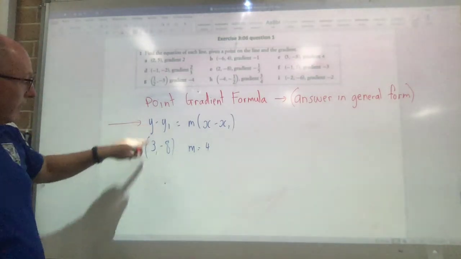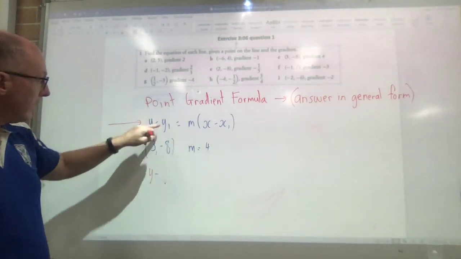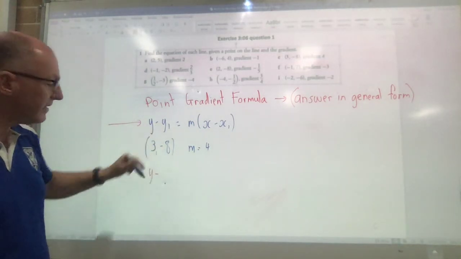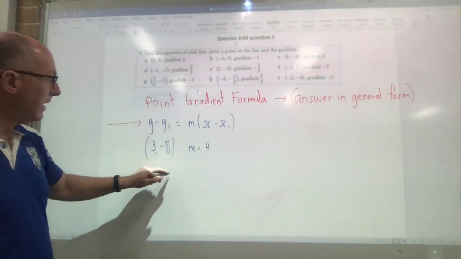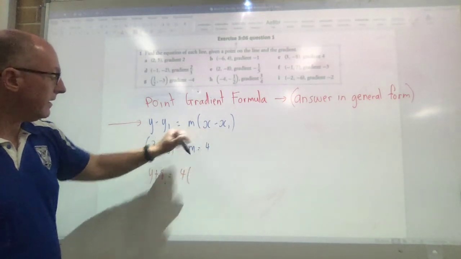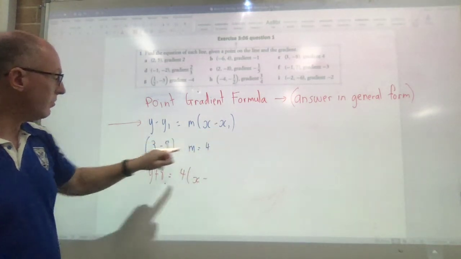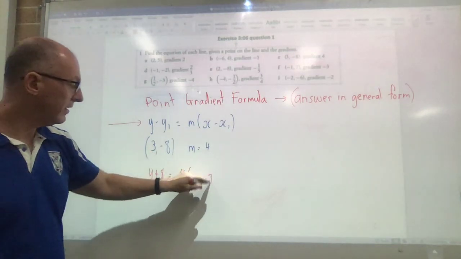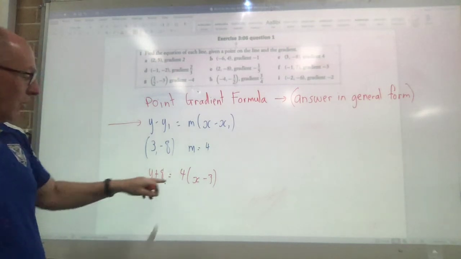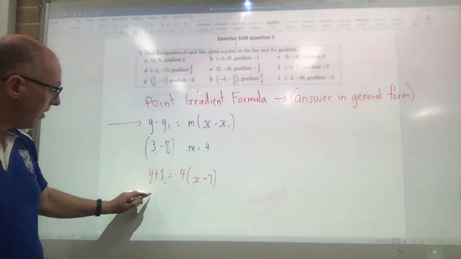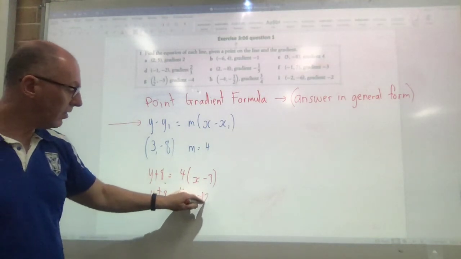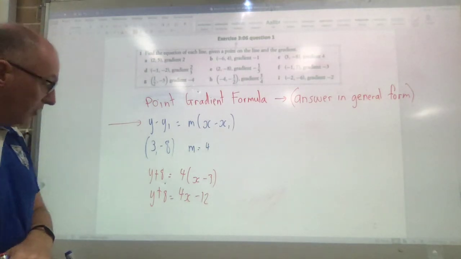So using the formula, y minus y1. So it's y minus minus 8. That's the same as y plus 8. Equals m, which is 4, x minus x1. So x minus 3. So that's the equation of this line, but it's not in general form. We need to expand the brackets first. Y plus 8 equals 4x minus 12. There's our answer. It's not in general form.